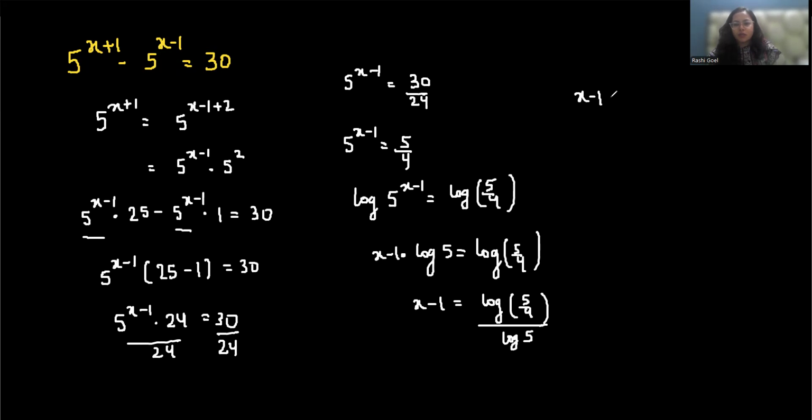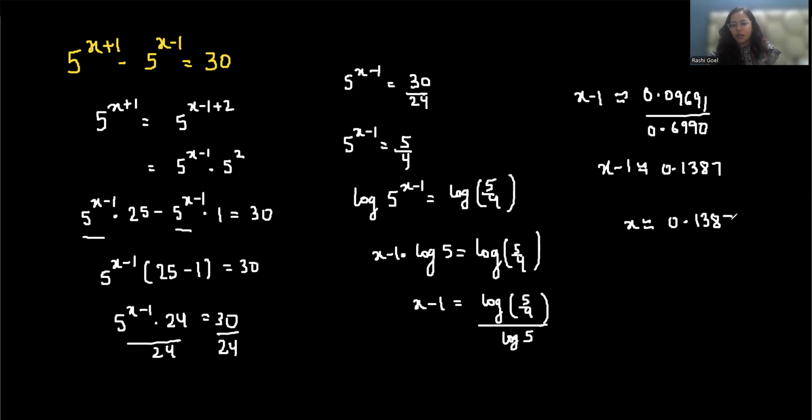Now x − 1 equals log(5/4) divided by log 5, where log(5/4) is approximately 0.09691 and log 5 is approximately 0.6990. So x − 1 is approximately 0.1387. So x is approximately 0.1387 plus 1. x is approximately 1.1387. So this is the value of x.